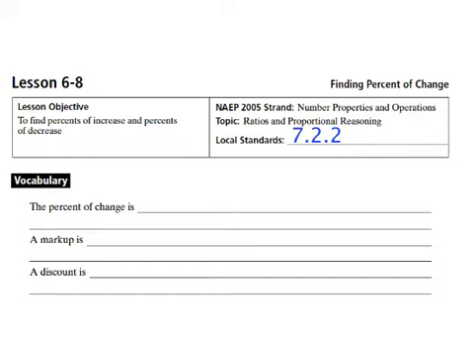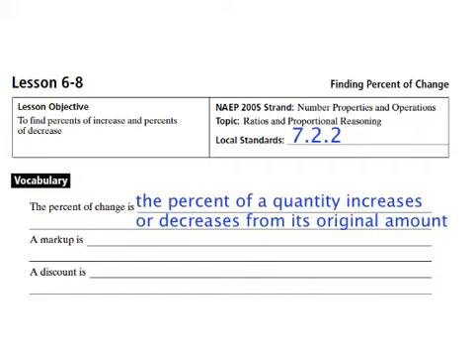Finding percent of change. Today we're going to find percents of increase and percents of decrease. The Indiana Academic Standard is 7.2.2. We have 3 vocabulary words we need to look at. The percent of change is the percent a quantity increases or decreases from its original amount.